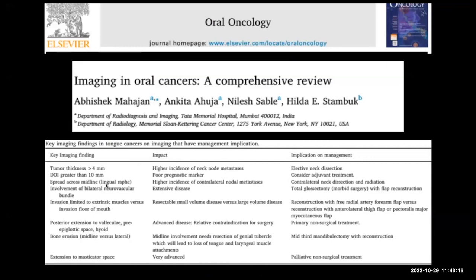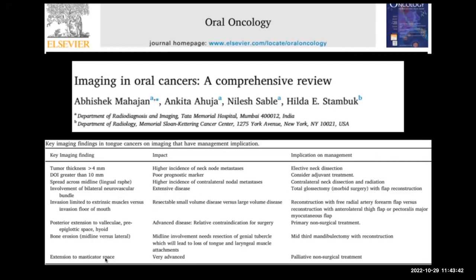If the disease crosses the midline, that means the lingual raphe is involved, there are high chances of contralateral nodal disease, hence look for nodal disease on the contralateral side. The contralateral neck dissection and radiation might be required in these cases. Involvement of the bilateral neurovascular bundle means extensive disease, and hence total glossectomy, which is a morbid surgery with flap reconstruction, is needed. Invasion of the extrinsic muscles or the floor of the mouth, again, a free flap may be required for these patients.